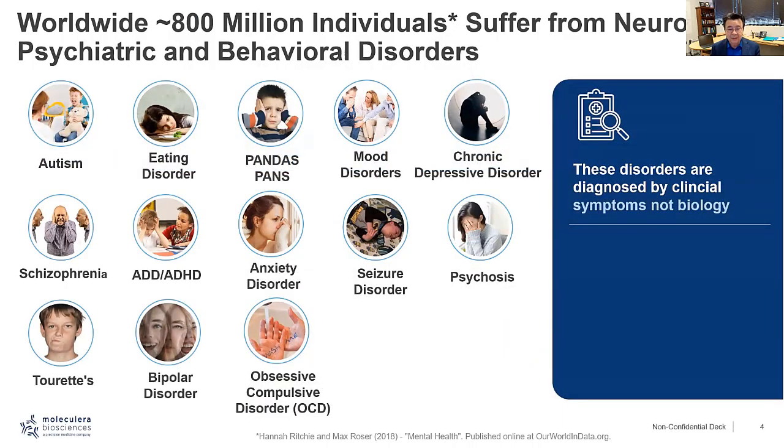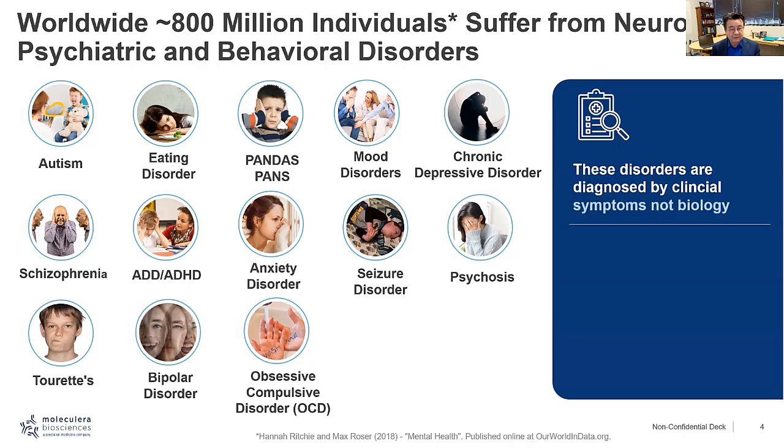We know that worldwide there are hundreds of millions of individuals who suffer from various types of neurologic, psychiatric, and behavioral disorders. And the list is quite long. Here's a handful of them that you're familiar with. Autism, eating disorders, PANDAS, PANS, anxiety disorders, ADHD. All of these disorders are currently diagnosed by clinical symptoms and not biology.